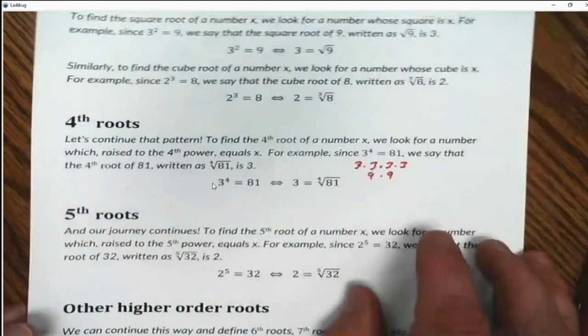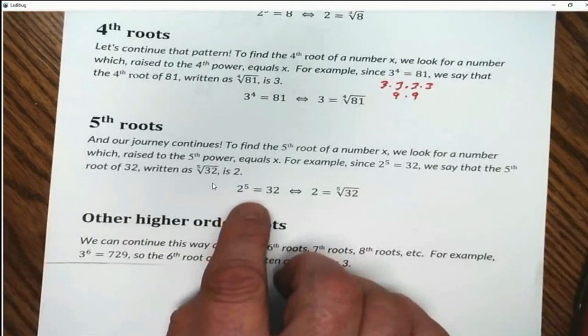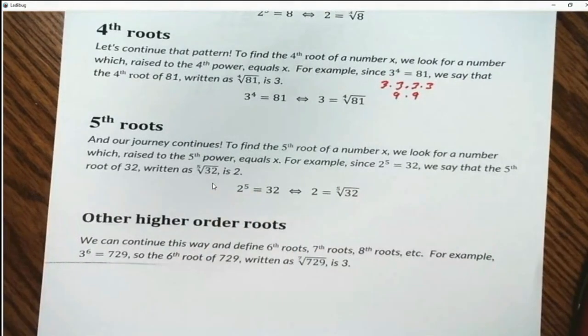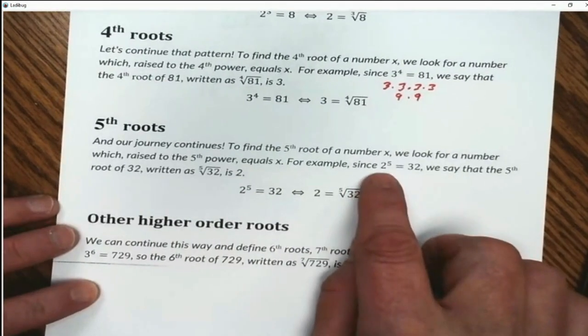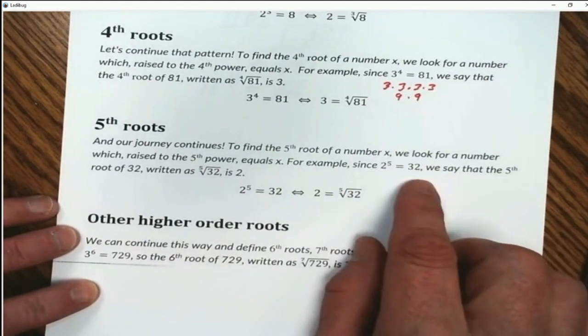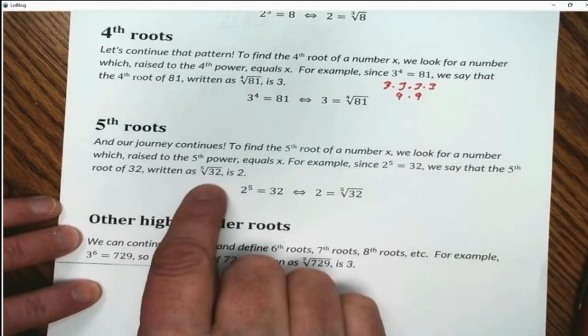So those are fourth roots, and you can go to fifth roots. We haven't used fifth roots. They work exactly the same way. Our journey continues. Since 2 to the fifth power, 2 times 2 times 2 times 2 times 2, equals 32, the fifth root of 32 is 2.